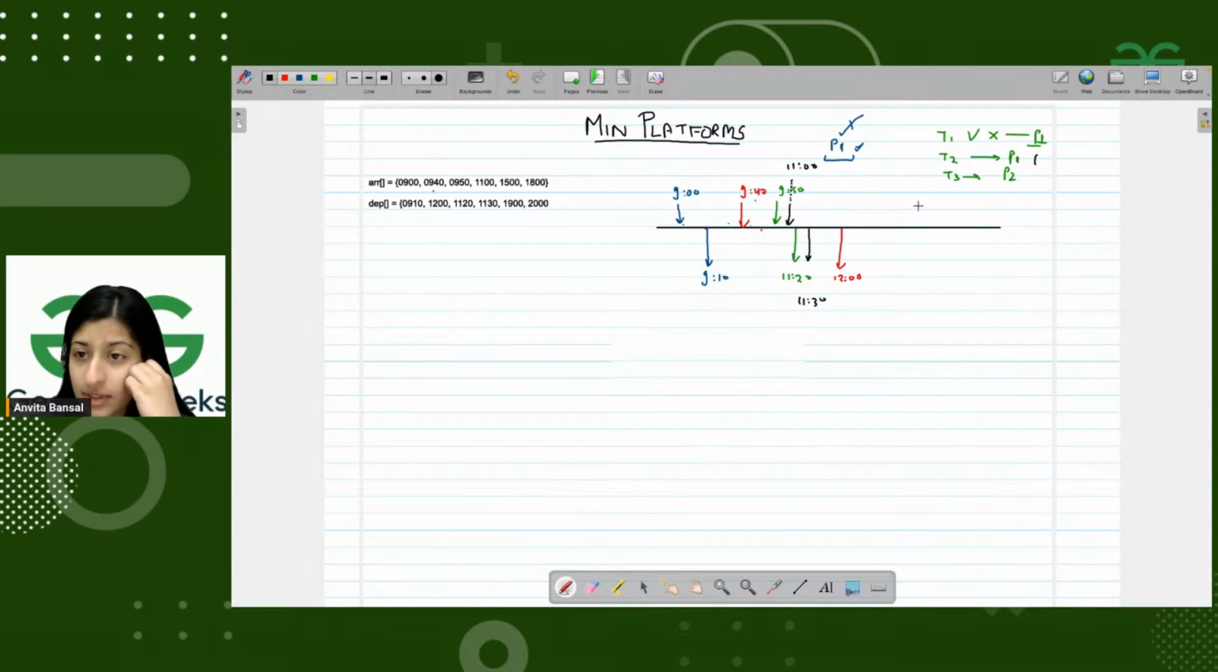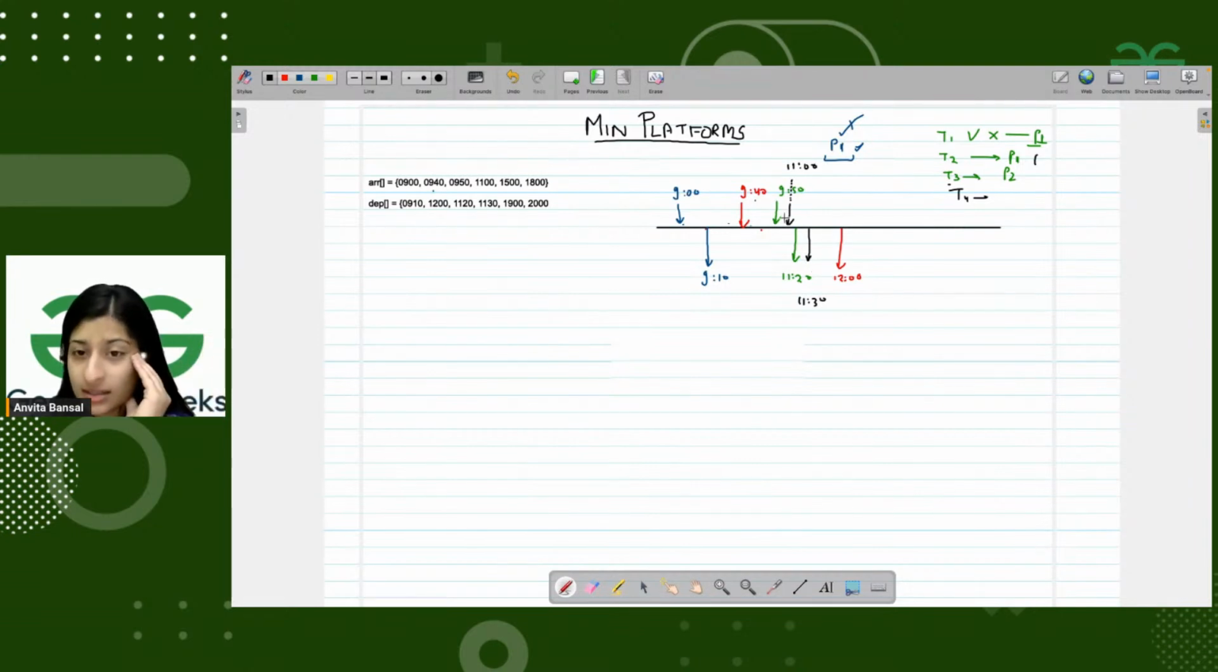Now I have T4, which is coming after my T3. Obviously, this is at 11 o'clock, right? And when it comes, what is the departure of my previous train? So T3, which is coming at 9:50, is leaving at 11:20, and another train is coming at 11. So obviously the departure of my previous train has still not happened.